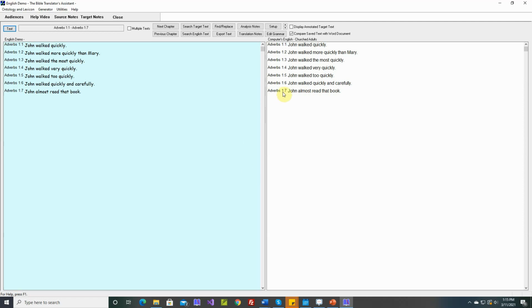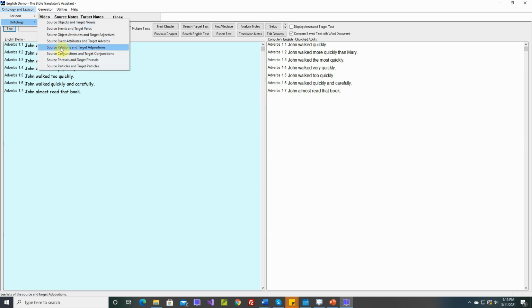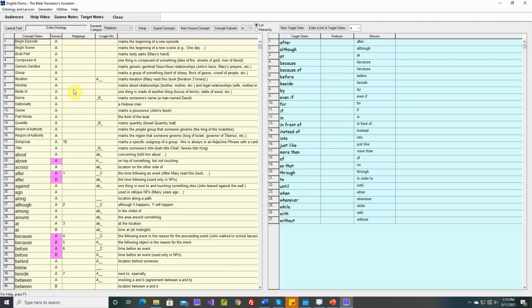Now that we've finished working on the adverbs, we're ready to start working on adpositions. We use the term adposition because the target language may use prepositions or postpositions. So to be neutral on that issue, we use the term adpositions. Before we import a table, I'd like to look at one thing: the source relations and target adpositions.